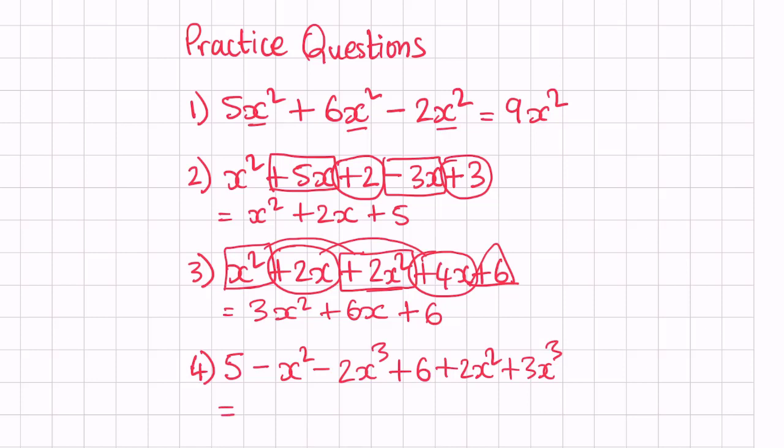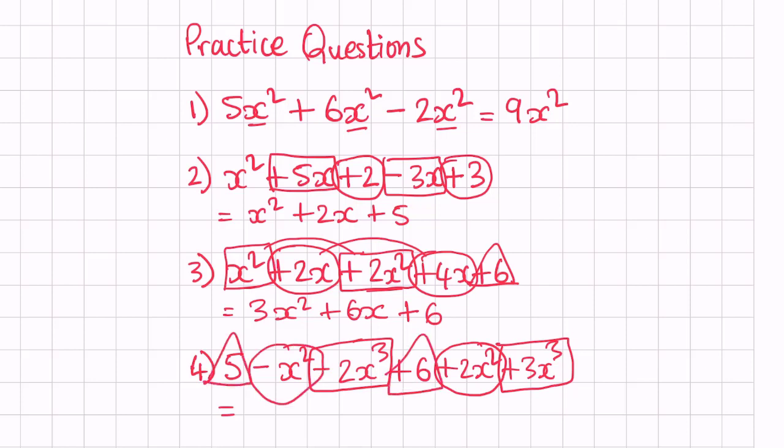Question number 4. We have a number, square and cube. So we have 3 different terms here. So let's go ahead and do the cube first. Let's put them in rectangles. Then the power of x squared, and then the number itself.